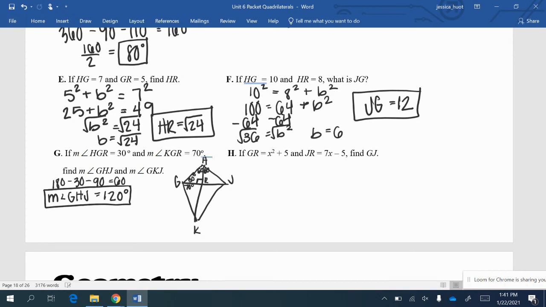And then find GKJ, so same thing down here. 180 minus 90 minus 70 would give me 20. So this angle is 20, this angle is 20. So the measure of angle GKJ, 20 plus 20 is 40. And then this next one is a challenge. I'm not going to go through it.